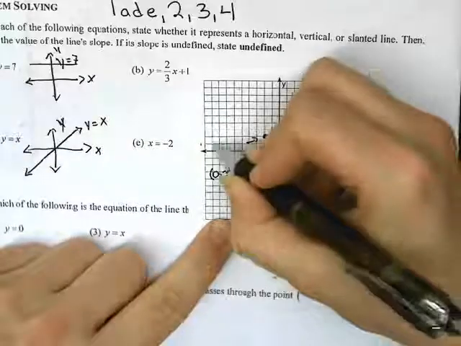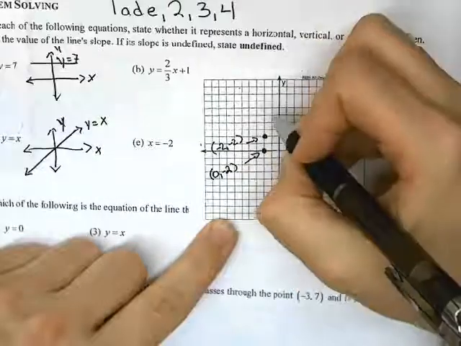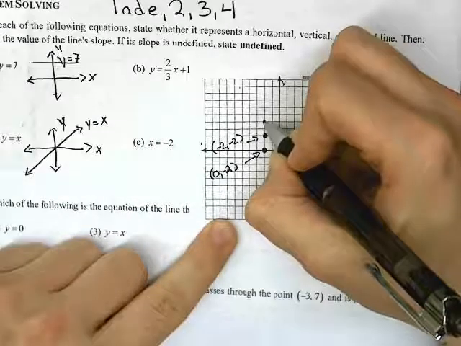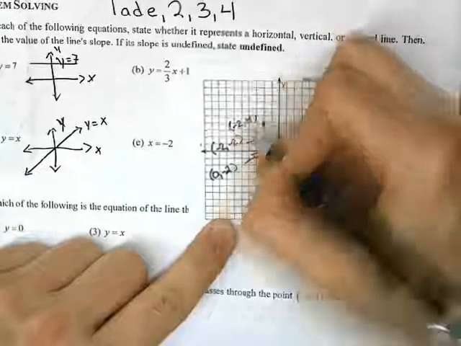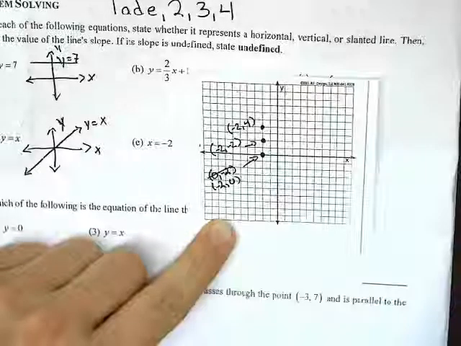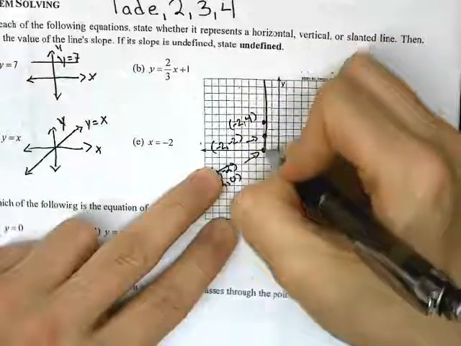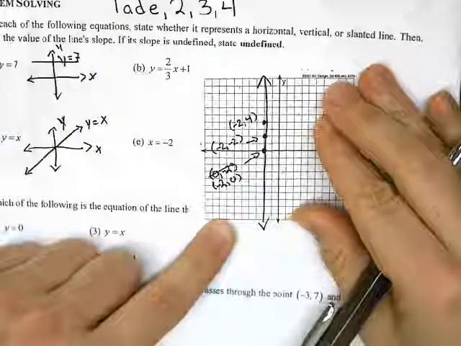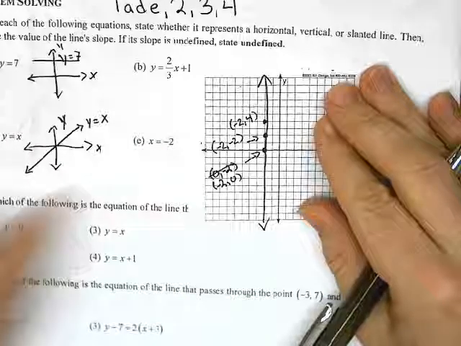So for example, this is (-2, -2). This is the point (-2, 4). I made a mistake down here. This is the point (-2, 0). Meaning the x value is -2. So what we really should get is a vertical line that looks like this. That should be able to help you answer the questions for part E.